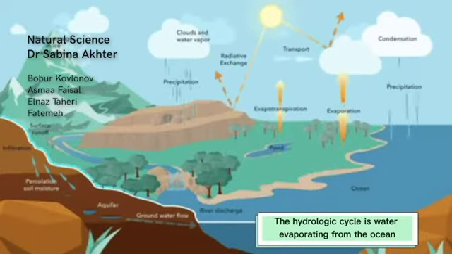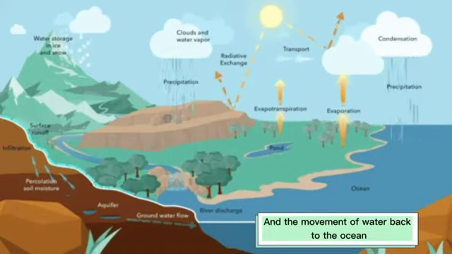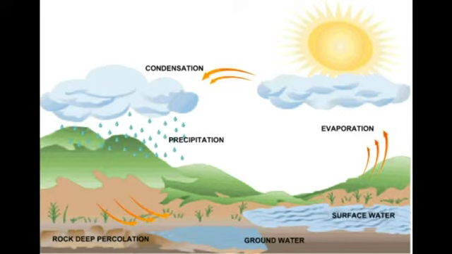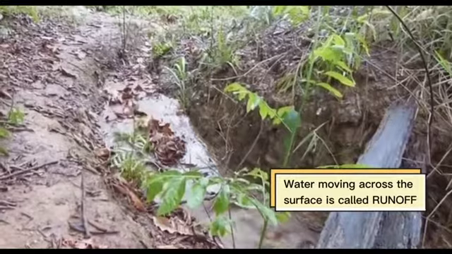The hydrologic cycle is water evaporating from the ocean, transport by moving air masses, precipitation on the land, and the movement of water back to the ocean. Precipitation that falls on the land either evaporates, flows across the surface, or soaks into the ground. Water moving across the surface is called runoff.